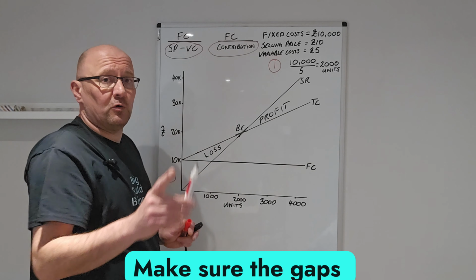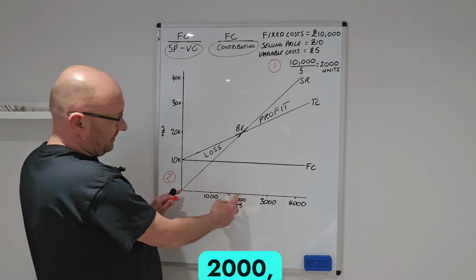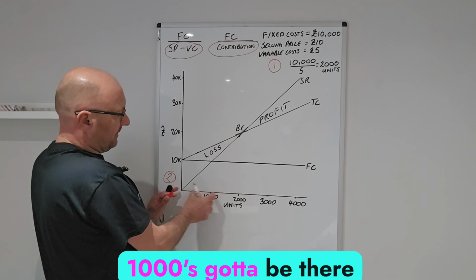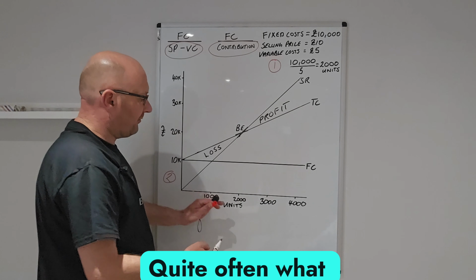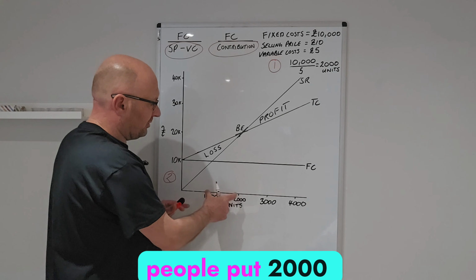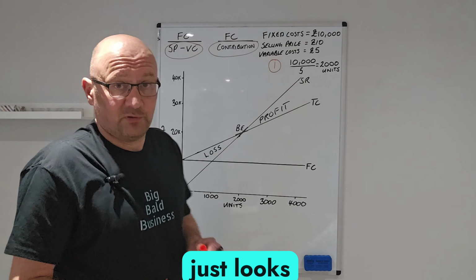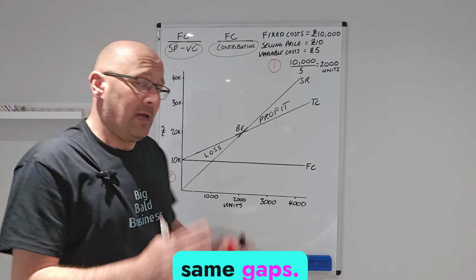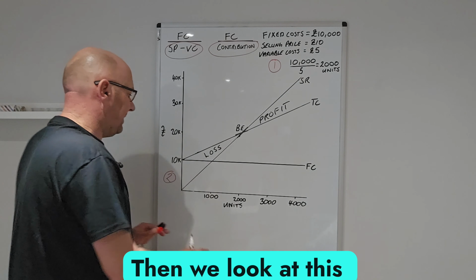Make sure the gaps are the same. So if that's 2,000, 1,000 has got to be there. 0, 1,000, 2,000, 3,000, 4,000. Quite often what happens, people put 2,000 there and then they put 3,000, 4,000, and the whole thing just looks an absolute mess. So make sure it's the same gaps, and the answer is somewhere in the middle. Then we look at this axis up here.